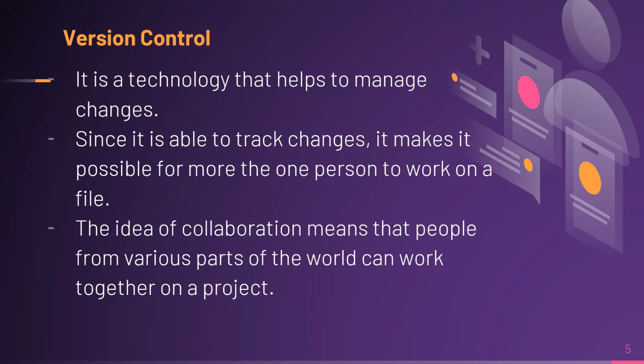So when we talk about version control, we mentioned earlier on that it is a technology that helps us to track or manage changes. And since it can help us to manage changes, it also makes it possible for more than one person to work on a particular file. Because it's helping us to track the changes and who made those changes, then it means that two people can work on a particular file, and then we can put some kind of marking or some kind of logs on who made that change at what time.